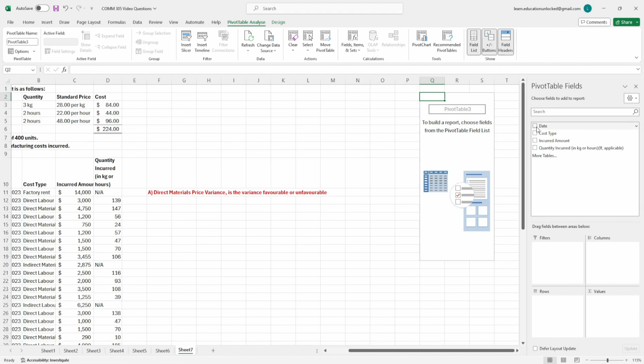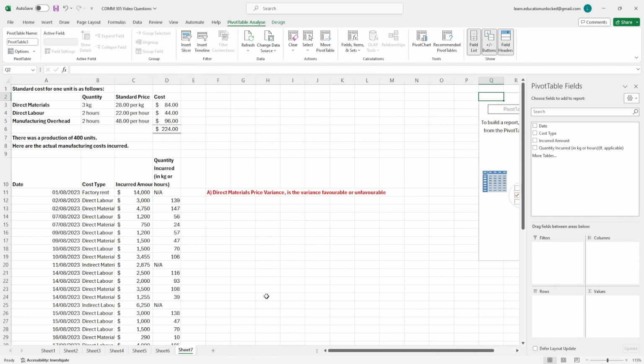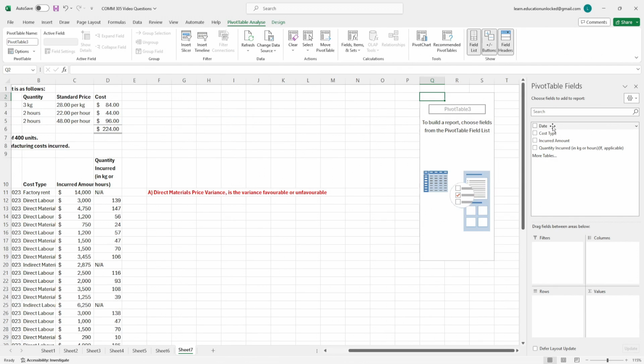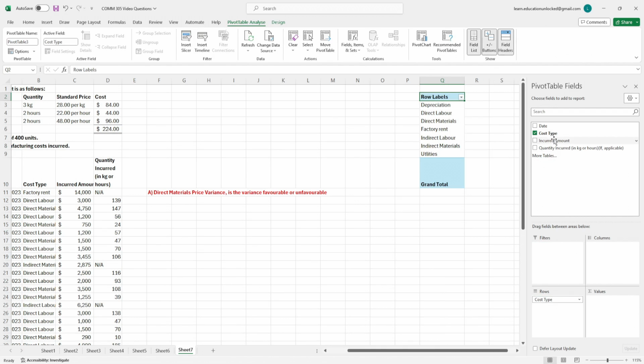If you have dates, and the question specifies a range of dates, like only in September, only in August, or only in October, then we would have to filter those dates. Since all of the dates that we have are in August, we'll just use them all, and we won't have to filter anything. So what I'll do here is put the cost types, so depreciation, direct labor, direct materials, factory rent, indirect labor, indirect materials, and utilities, and then incurred amount and quantity incurred in our values.